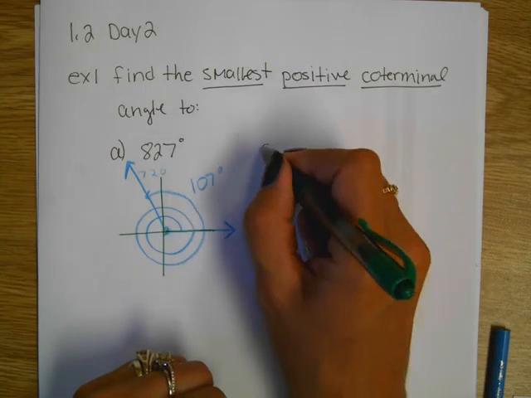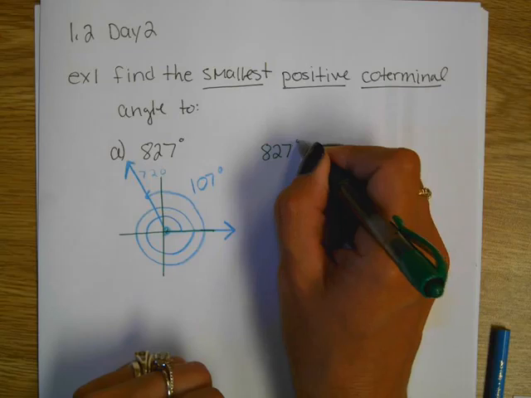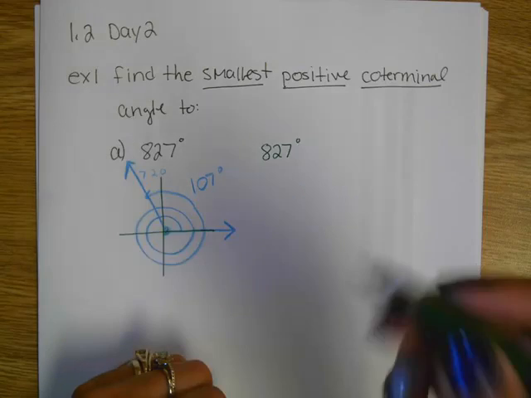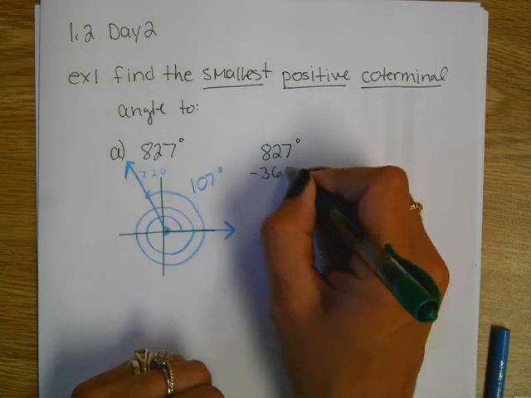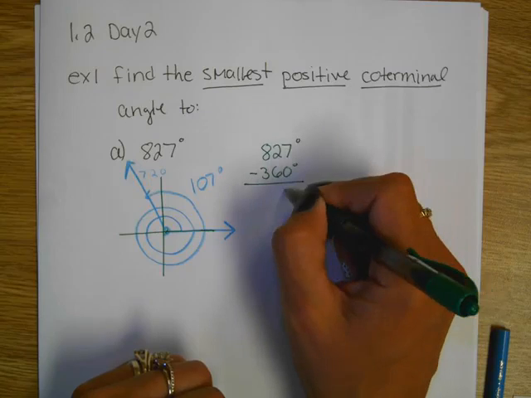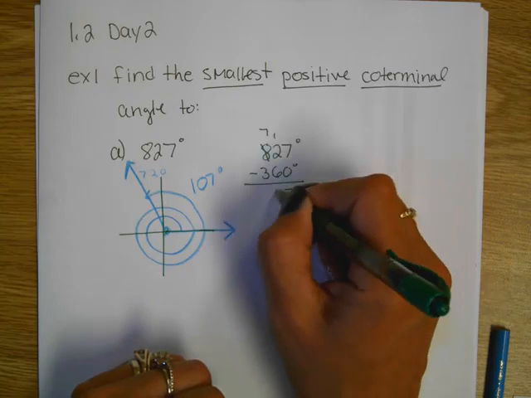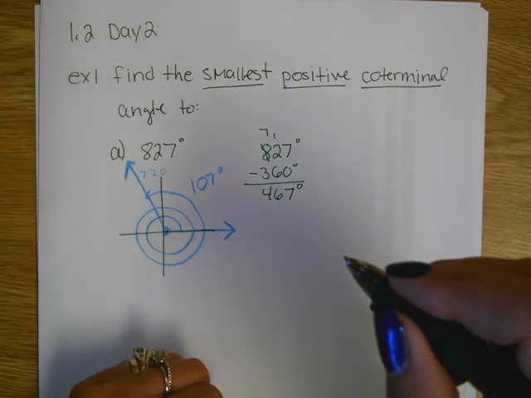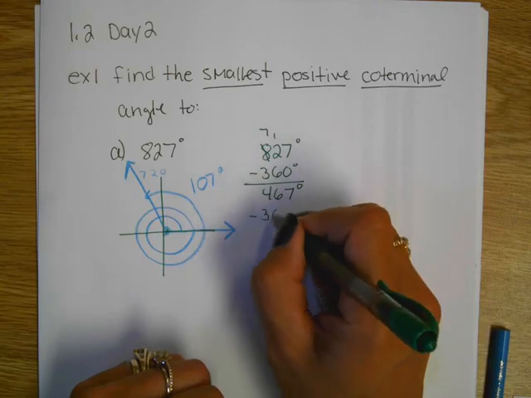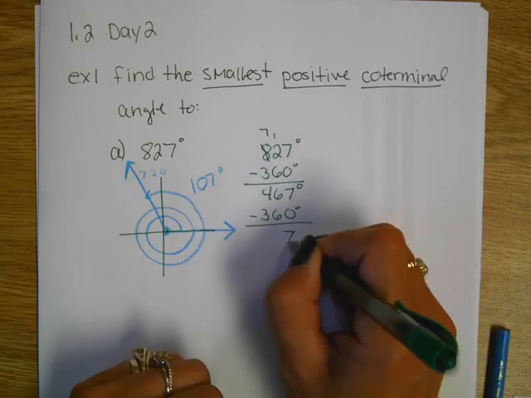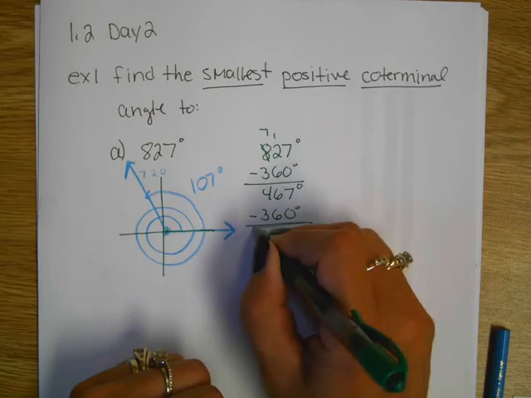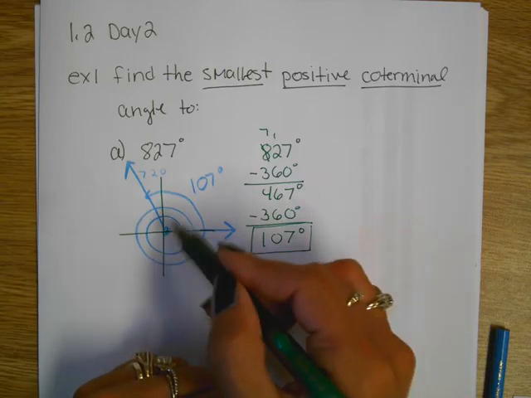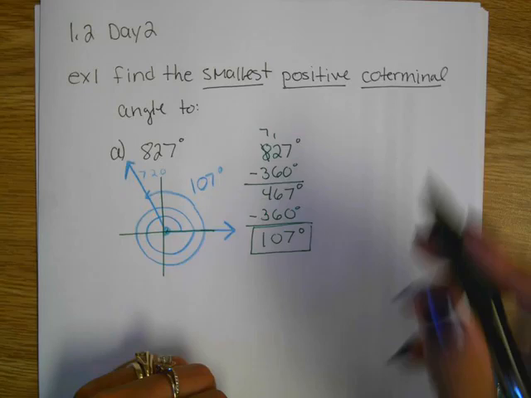All essentially we need to do is start at the 827 and then keep subtracting a full rotation. How many degrees in a full rotation? 360. So we're going to back up one full rotation. So that's at 467. Can I unwrap one full rotation again? Yep. And still be positive? There's my smallest positive coterminal angle. So not necessary to do all this, but you can see why it works if you just keep unwrapping.